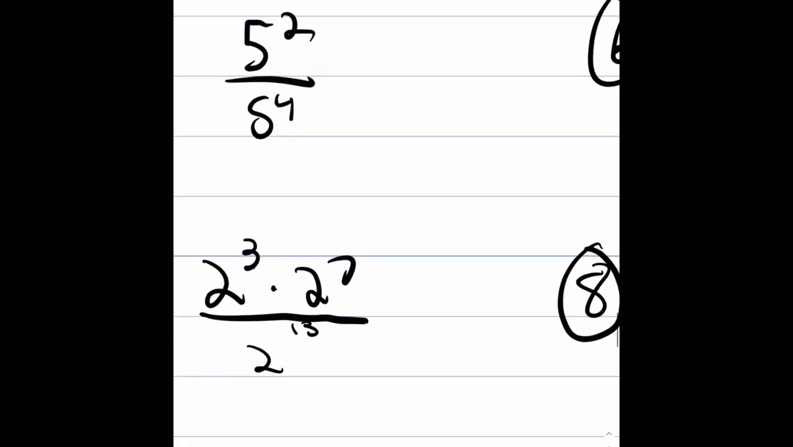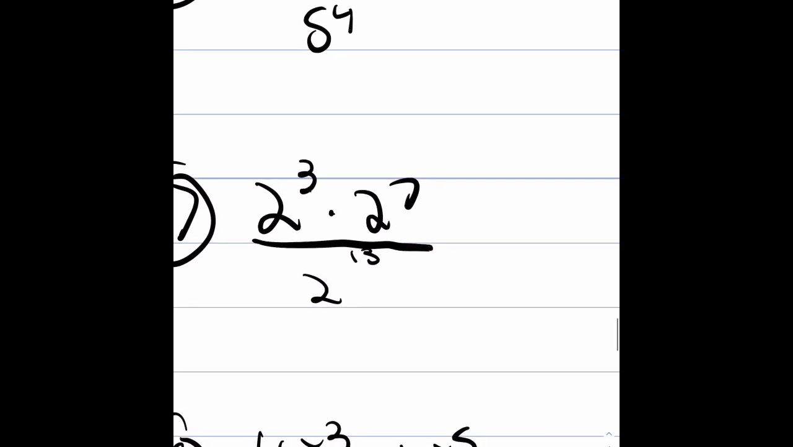Let's check out number 7 here. 2 to the 3rd times 2 to the 7th over 2 to the 13th. Well, if we use our product rule, let's add these exponents here. So we'll get 2 to the 10th over 2 to the 13th. And then we'll subtract exponents using the quotient rule, and we'll get 2 to the negative 3.